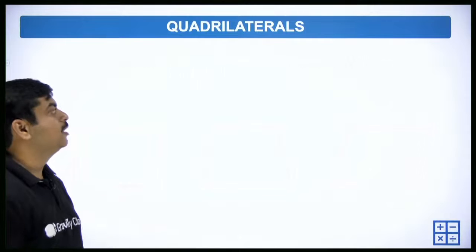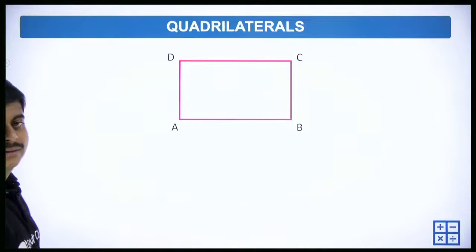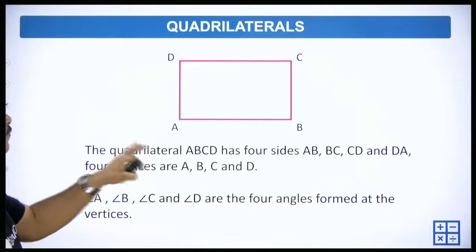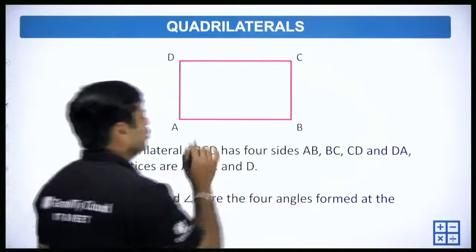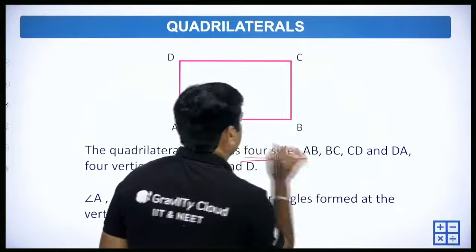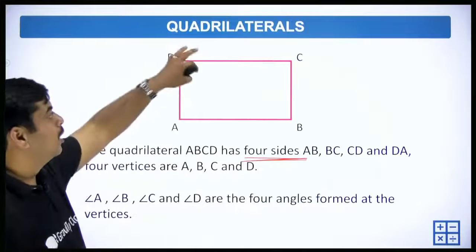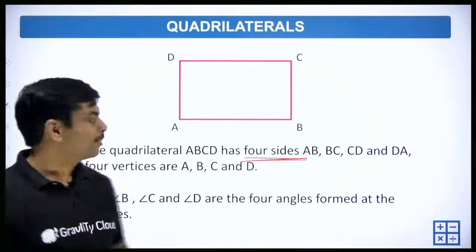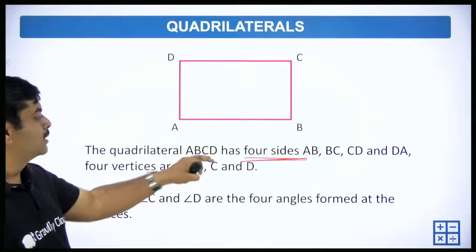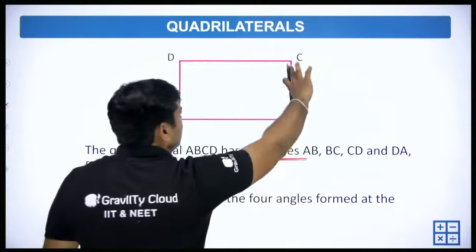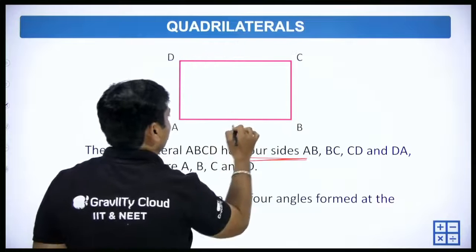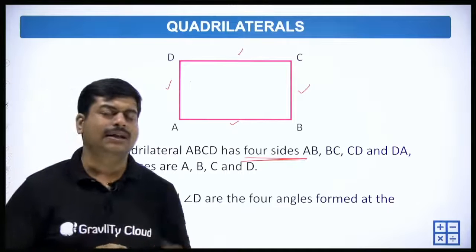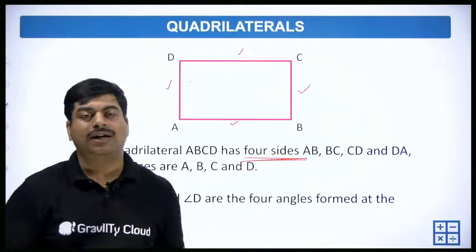So the first one we're going to discuss is a rectangle. This shape, whatever you're seeing here, the quadrilateral ABCD has four sides. First of all, let's understand some terminology of this quadrilateral. Quadrilateral means a four-sided closed structure or four-sided polygon. The quadrilateral ABCD has four sides: AB, BC, CD and DA. So we have four sides. These four sides are common for all the quadrilaterals.